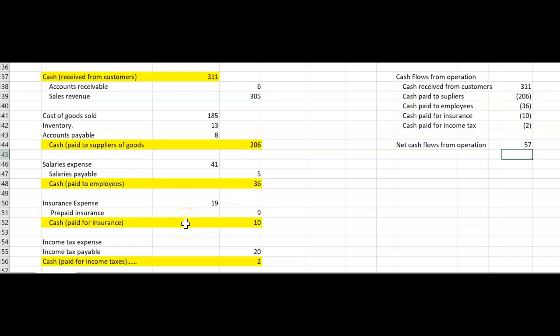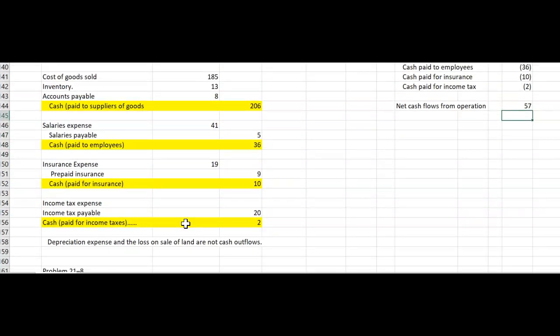For income tax expense, we would look at the income tax expense on the income statement of $22, and that would be a debit. And we know that income tax payable increased by 20, so the actual cash paid for the income taxes is $2. Now you know depreciation expense is a non-cash outlay, so we don't have to worry about that.